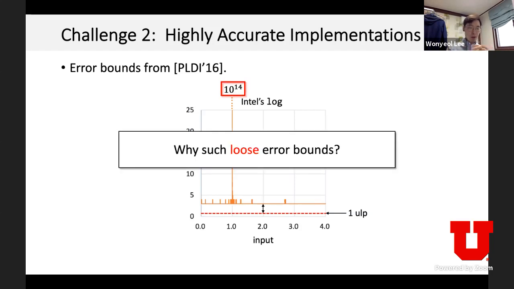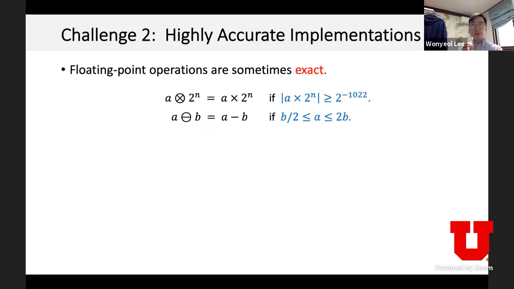Some might wonder why we obtain such loose error bounds. The main culprit is that floating point operations are in fact exact in some cases, which might quite surprise some of you, because floating point operations usually introduce rounding errors. This exactness happens in special cases. For example, if you multiply a floating point number a by 2 to the n, where n is an integer, then that operation is always exact if the mathematically exact result is not very small. A similar result holds for subtraction. If two numbers are close to each other within a factor of 2, then the floating point subtraction is exactly equal to the mathematically exact result, so it does not introduce any rounding errors.